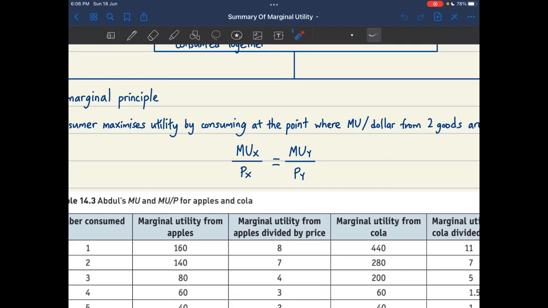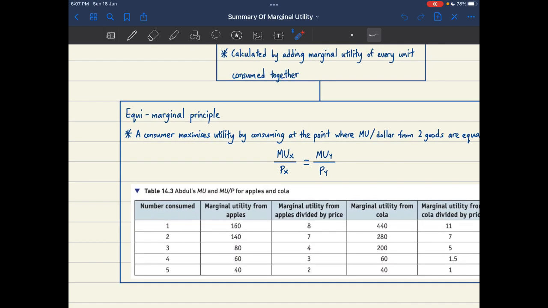divide your marginal utility with the price of the good for one item, it must be equal to the other good that you want to consume, like the other good with the marginal utility divided by its price. If both of them are equal, then that will be the amount that the consumer would then consume.